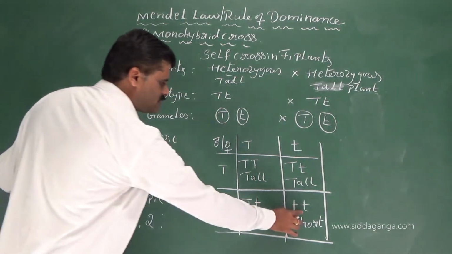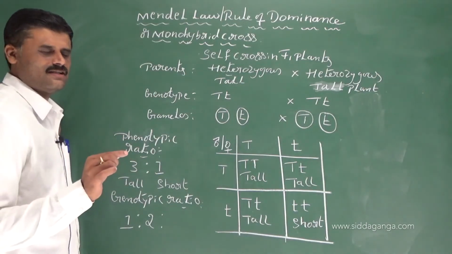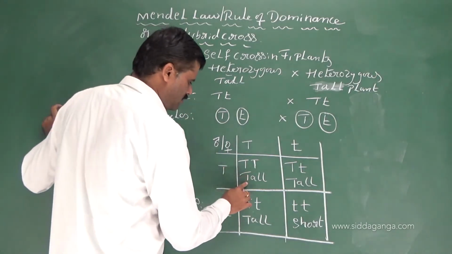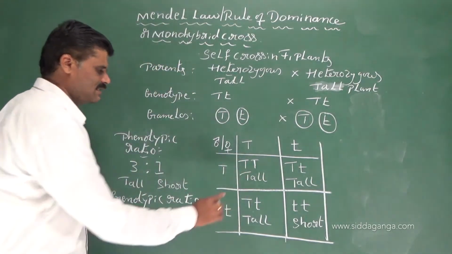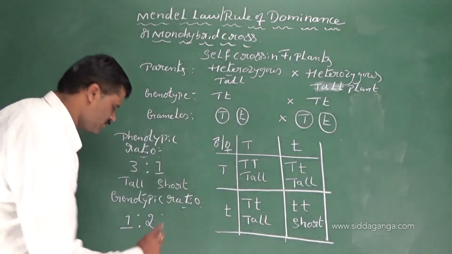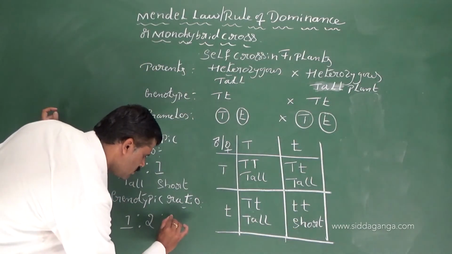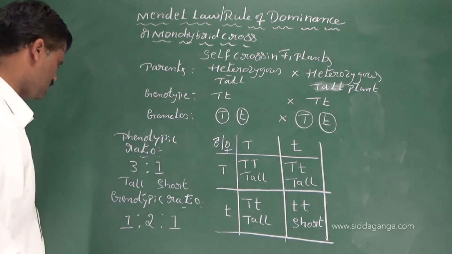The paired genes of the short plant are homozygous, right? Short means recessive. Recessive character always expresses in homozygous condition. But the dominant character is expressed in both homozygous as well as heterozygous condition. Okay. Now the recessive short plant is 1, homozygous short plant.